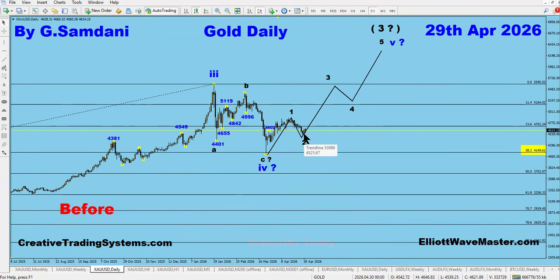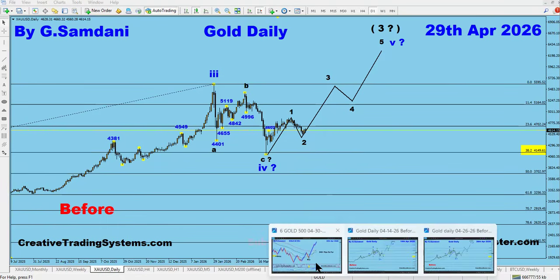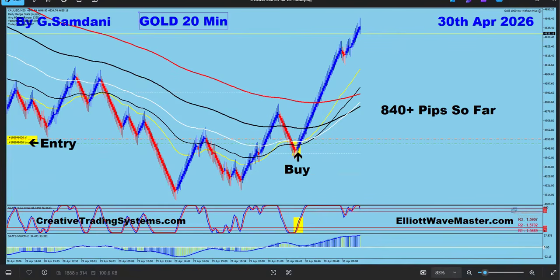So we have nice little 2 or 3 candles going to the upside. The up move has already started, so be ready. It's going to be a big one to the upside. Anyway, that's gold going to the upside here for 840 pip.